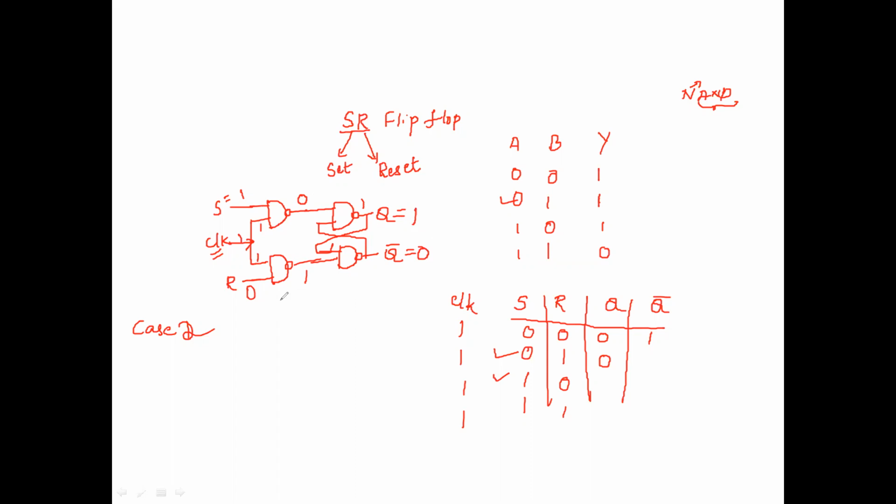So for an SR flip-flop, whenever you give the condition S is equal to 1 and R is equal to 0, the output is Q is equal to 1, Q bar is equal to 0. Here it is 0 and 1.